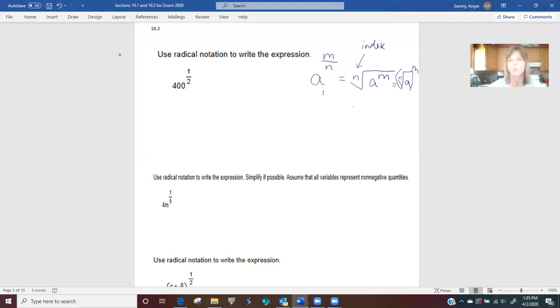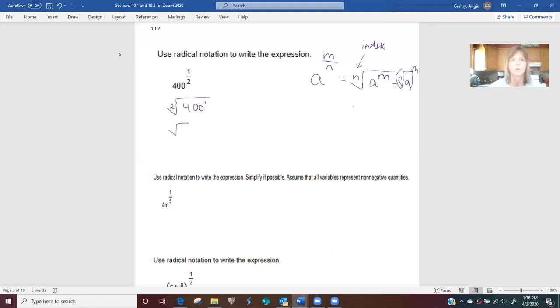So we're going to use whichever of these two ways works best for the problem. When you see something to a power that happens to be a fraction, you're going to rewrite it in radical notation, because then you can maybe simplify. So 400 to the 1/2 is the square root of 400 to the first. If you don't see an index, it's an implied 2, so a square root. I won't usually write it in there.